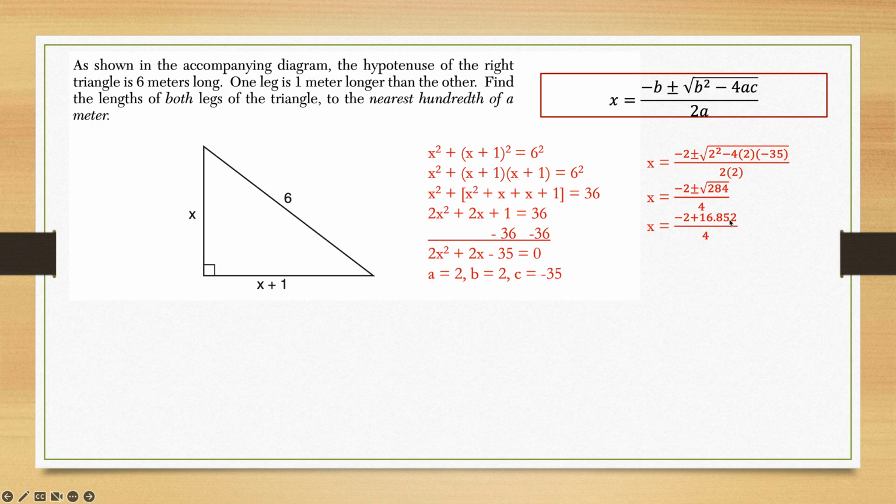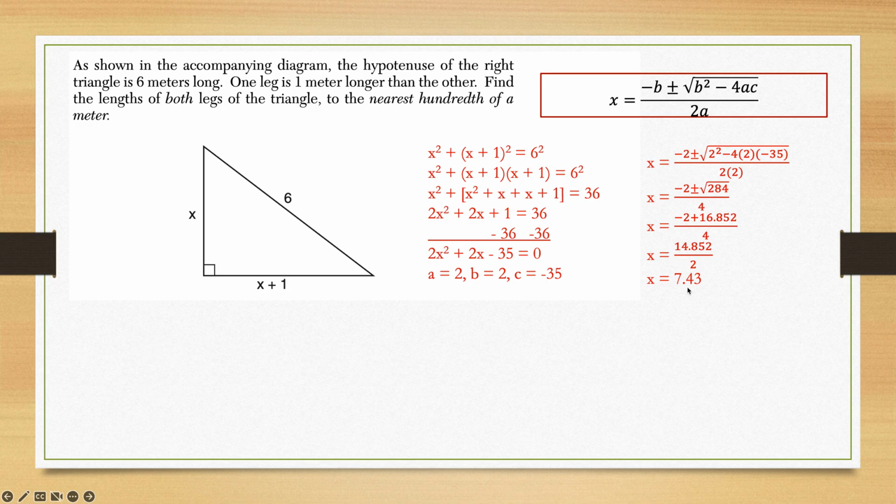Now, I made sure I went out at least 3 decimal places because they want the nearest hundredth. So if you go out an extra decimal place, which is 3 places, when I round off, I'll be accurate. If you only go to 2 places, you may or may not be accurate. Now, negative 2 plus 16.852 is 14.852. Ooh, it should be over 4. I made it over 2. That's a mistake. Oh, boy.